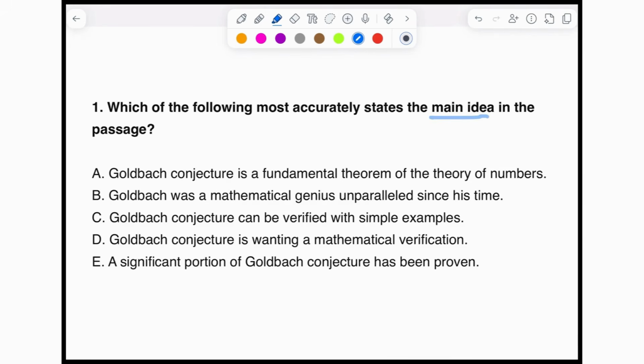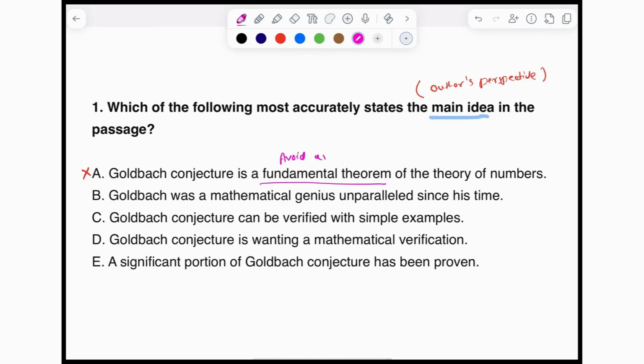Okay, let's jump to the Q&A. The first problem statement is to find out the main idea in the passage. And because this RC is purely owned by the author, we have to look for ideas from the author's perspective, not from our perspective. I repeat that it is purely the author's perspective. And the author has no interest in whether Goldbach's conjecture is fundamental or not. And based on that, option 1 is rejected.